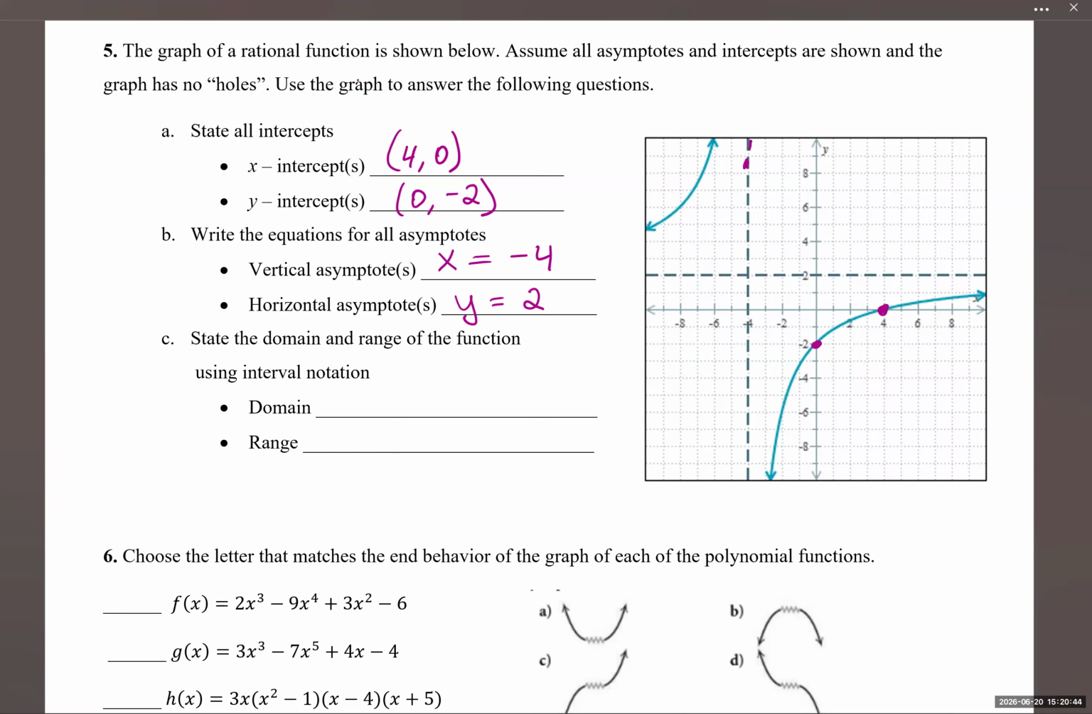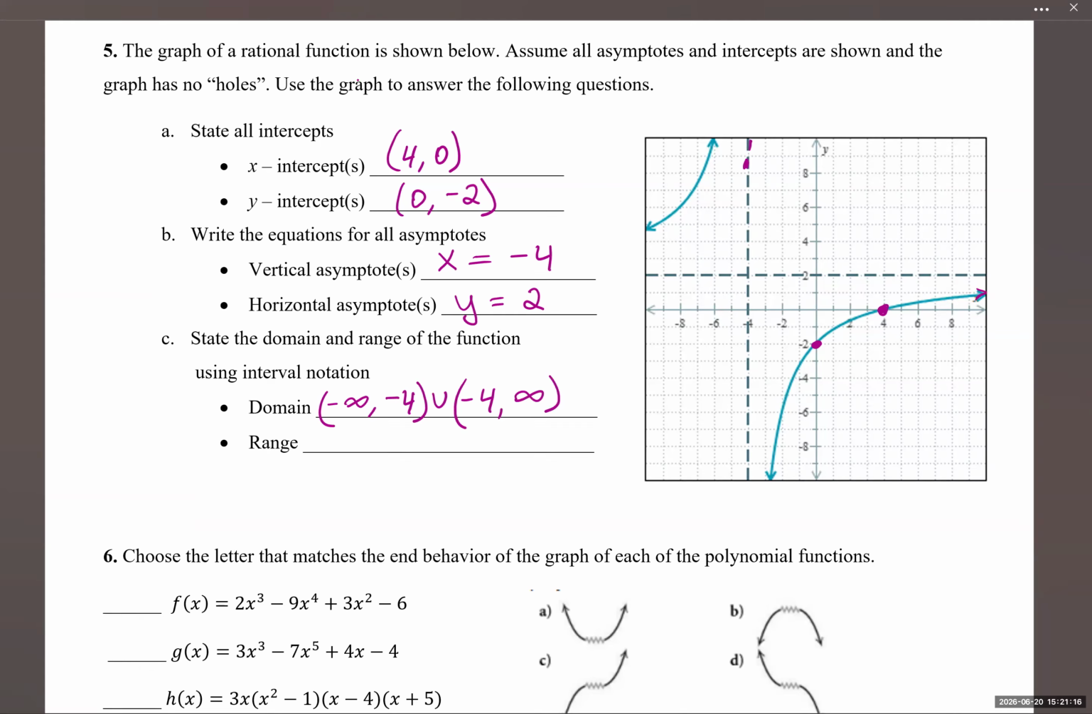Now domain and range. Domain depends on your vertical asymptote. So this arrow right here is going all the way to the left, which means my domain, or the x values, start at -infinity. Then they go up to the vertical asymptote, which is -4. We do not include -4, so parenthesis. And then they start back up at -4 and go all the way. This arrow goes all the way to the right, so that is +infinity.